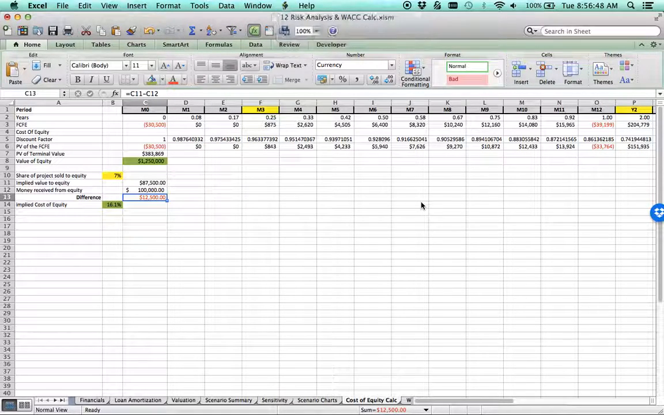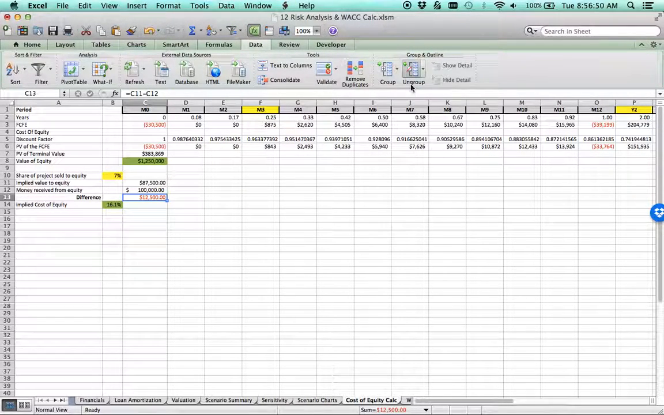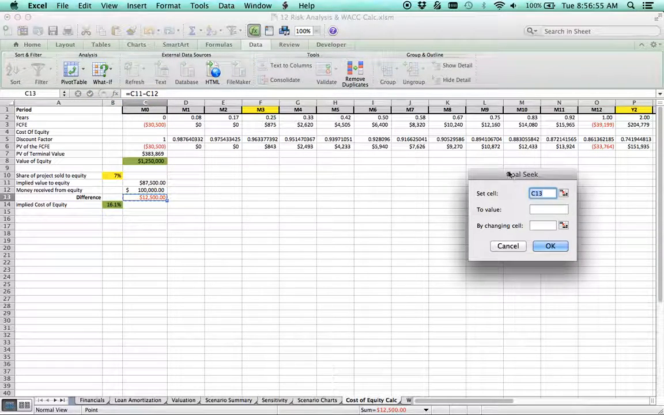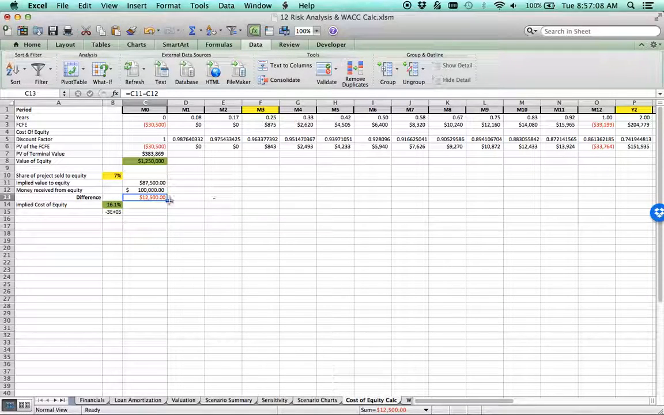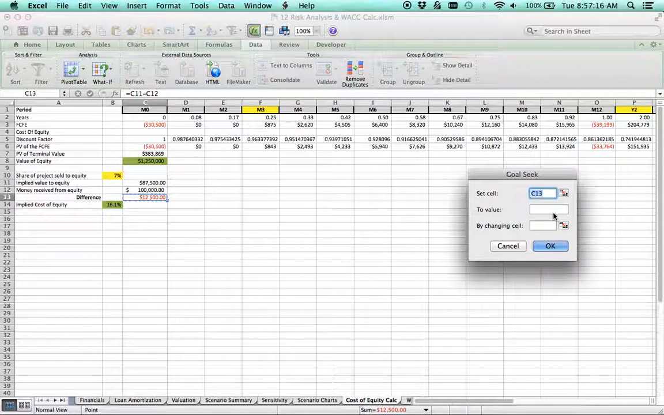So we're going to do the data what-if analysis. Where'd that go? There it is. Goal seek. So we're going to set this cell 13 to 0 by changing the implied cost of equity. Okay. Yep. Hit the wrong thing. My bad. All right, so let's do it again. What-if goal seek, we're going to set that to 0 by changing this cell. There we go.